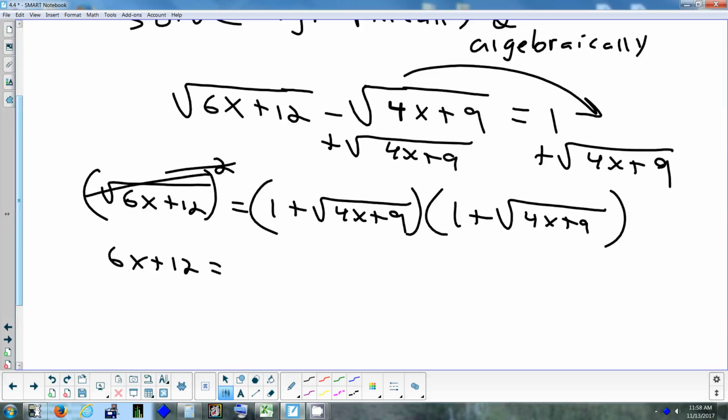But what property do I have to use on the right? Distributive. Right, you have to use distributive. So start with 1 times 1 plus, you have 1 times the square root of 4x plus 9, another 1 times the square root of 4x plus 9. So how many square roots of 4x plus 9 do we have? 2 of them.